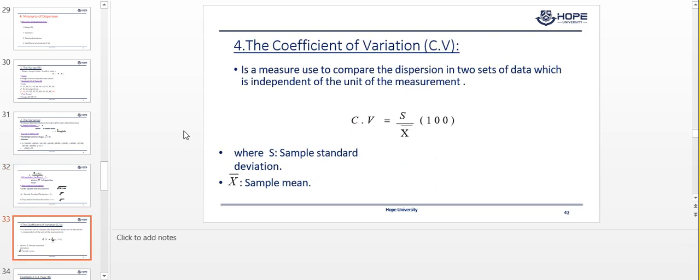The coefficient of variation. We make a calculation on two different samples to compare their dispersion or spread of data. So the coefficient of variation, CV, is a measure used to compare dispersion in two sets of sample data, independent of the unit of measurement, so that we have the sample standard deviation divided by the mean. S stands for the sample standard deviation and X bar stands for the sample mean.